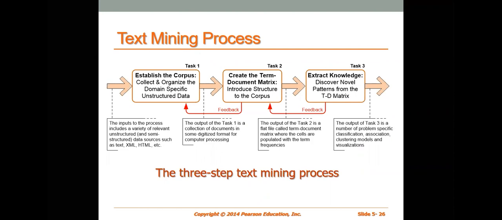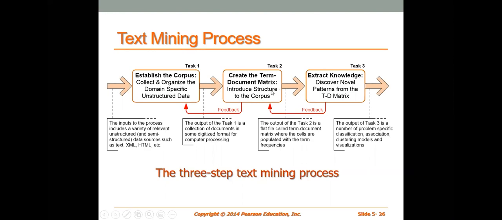Now the three-step text mining process. First, they establish the corpus. I told you what a corpus is: a set of words, basically a file full of words. So collect and organize domain-specific unstructured data. The first step is to collect the unorganized data, and then create the term-document matrix. You introduce structure to the corpus, giving it a specific structure in the form of a matrix. You know the matrix, what do you call a matrix in Arabic?